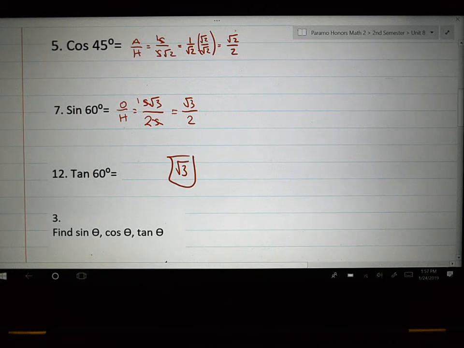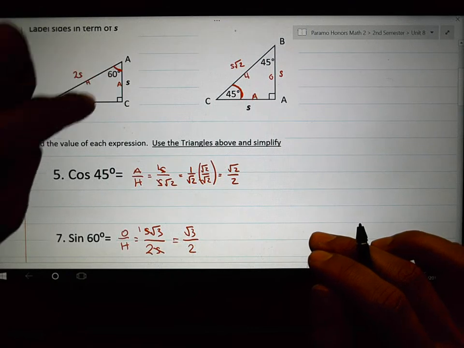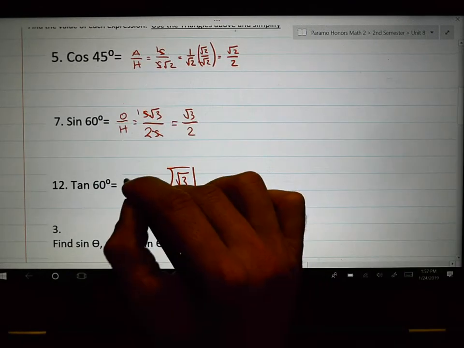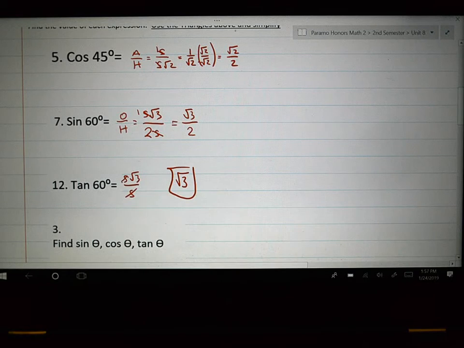If you were doing this with TOA at home and you didn't know, the O over the A would be S root 3 over S, and the S is reduced. And there's no reason to put root 3 divided by 1. Anything divided by 1 is itself. So just write root 3. It's the most simplified way to write it.